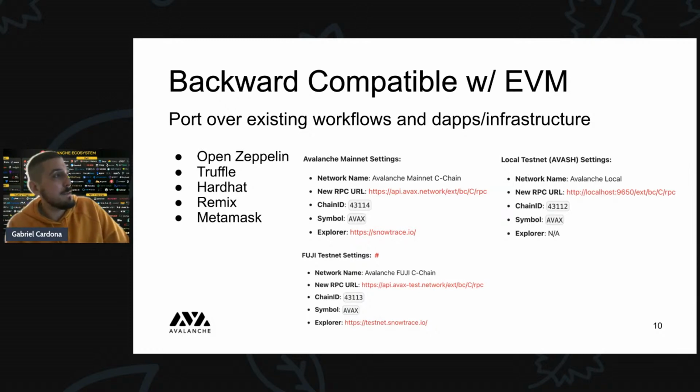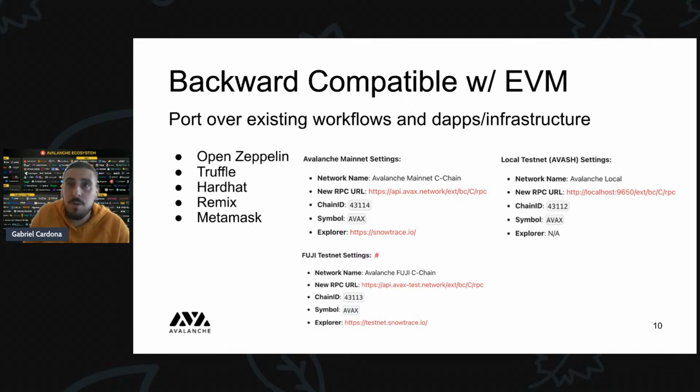But in the context of this backward compatibility, you can see here on the screen, I've put the Avalanche mainnet settings, the Fuji testnet settings, and it says Avash, local testnet Avash, but it's no longer called Avash, but the local testnet settings. These are the values you need to add to MetaMask, to Remix, to whatever your local Truffle or Hardhat deployment workflow looks like. You've got a JSON file or something somewhere. These are the values that you want to use. And like I said, we are 100% backwards compatible with existing Ethereum developer tooling. If you have a dApp which works on an EVM ecosystem, you can instantly deploy it to Avalanche.